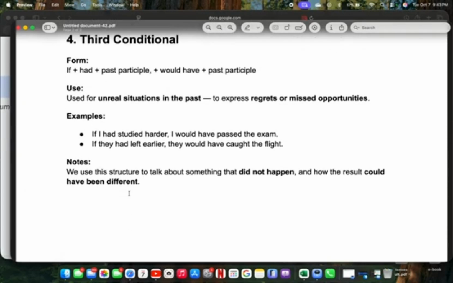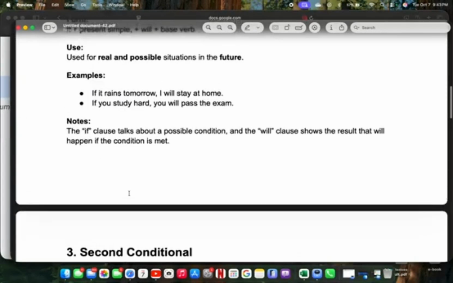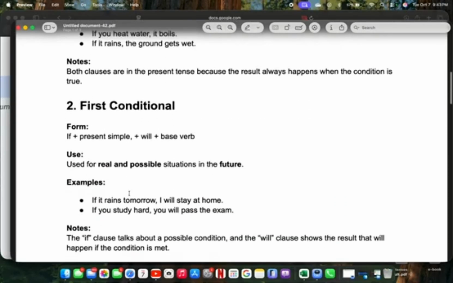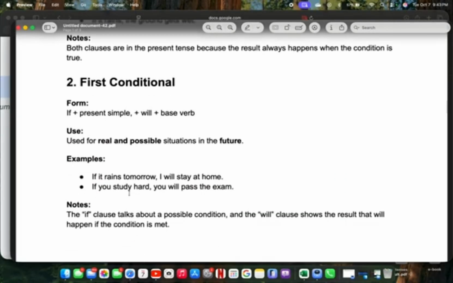second, and third. Okay, let's try to do revision. What is zero conditional? Zero conditional maksudnya fakta. Okay, bila kita cakap pasal fakta, everything is in the present simple. Okay, and then what is first conditional? First conditional is something that is real, and then something yang merujuk kepada future. Okay, real and possible, and then it happens in the future.